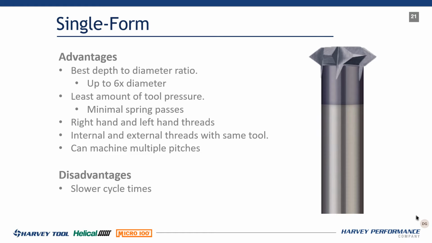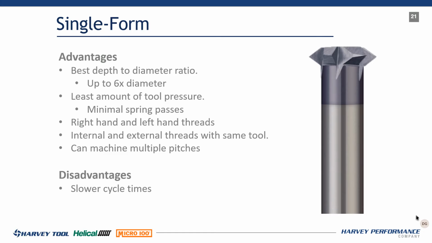So let's talk about a single form here real quick. Single form thread mill. One form on there, 60 degrees on the pitch because that's what we're running for threads. Not all 60 degree. There are some 55, British Standard 55 degree. Acme is a little bit different, but we're talking about UN threads or metric threads with a 60 degree. What are the advantages of a single form? Why would you go with a single form?